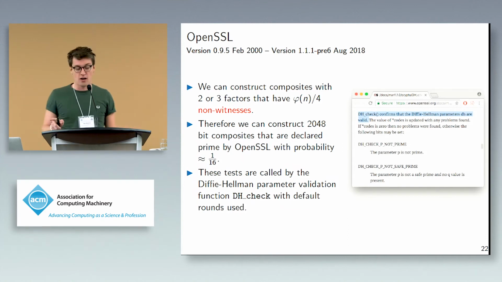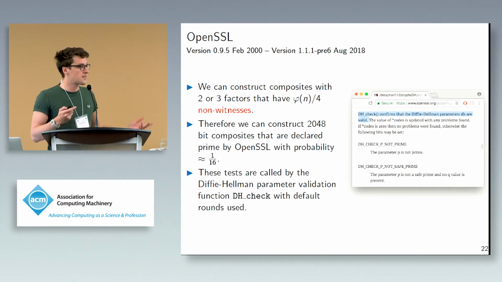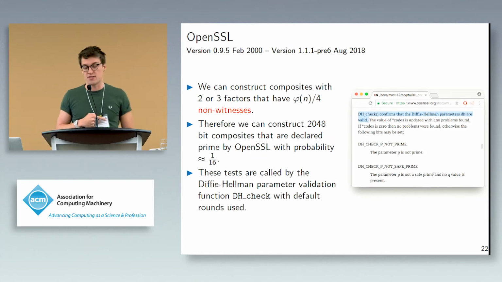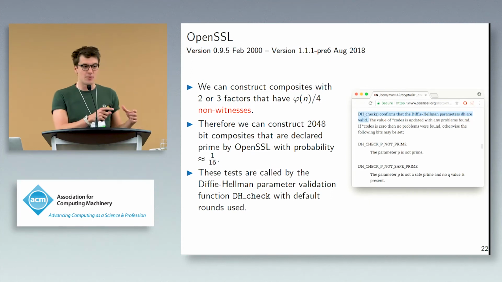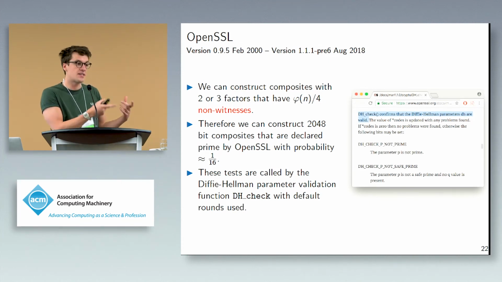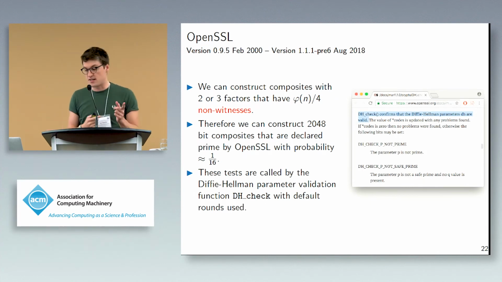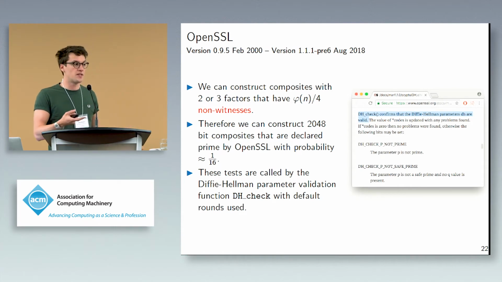So we don't even have to look far to find an incorrect use case of this. Within OpenSSL's own library, they have the Diffie-Hellman parameter checking function, DH_check, which takes a Diffie-Hellman public key parameter set and tests it for validity. Now, one of the tests it does is check that the parameters are prime, but it uses the default method of basing the rounds of Miller-Rabin on the bit size of the number.